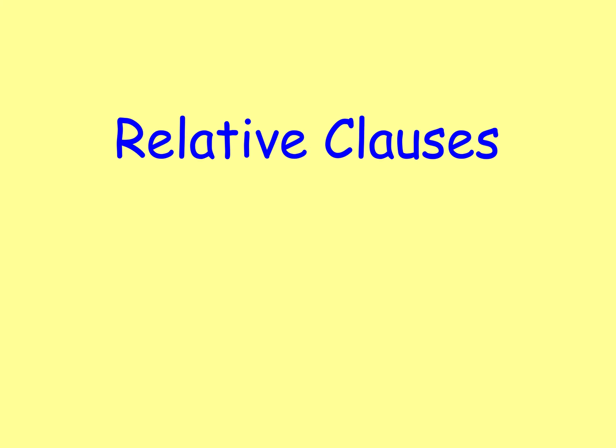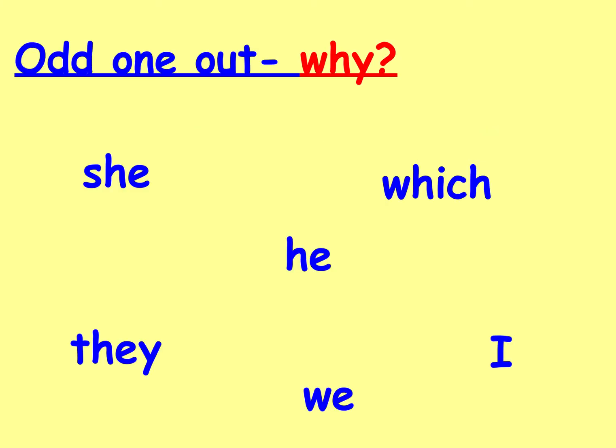So before we start looking at relative clauses, can you work out which of these words is the odd one out? So either write it on a piece of paper near you or pause the video and tell someone else who is in the room with you. Then press play when you're ready. Which is the odd one out and why?